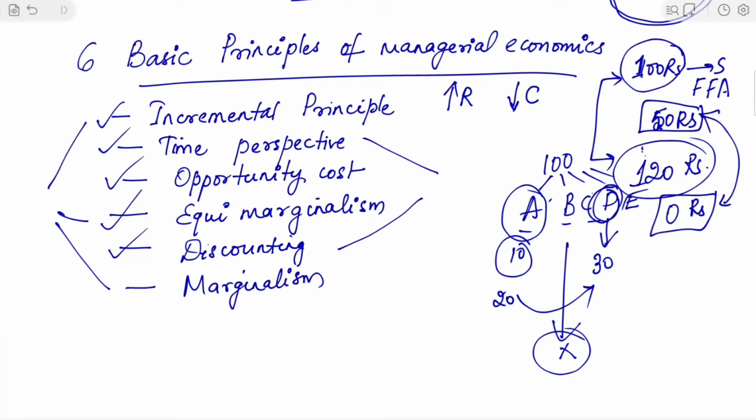So these are the six basic principles of managerial economics. Make sure that you don't mess them up. Make sure that you know which is which when you write, because otherwise the whole point of writing this will be lost. So those are the basic principles of managerial economics.